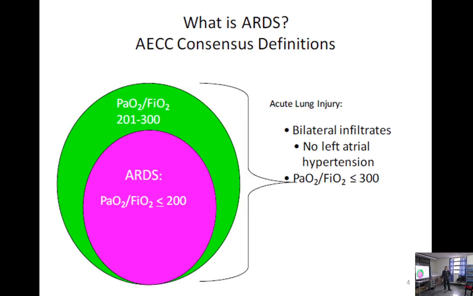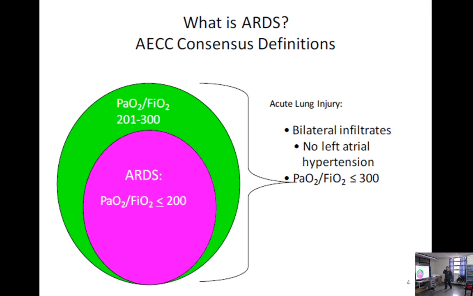Okay, so we have got the definition. I told you the first day you came: less than 200. It is the rule of thumb. So you can have bilateral infiltrates, but no left atrial hypertension. Left atrial hypertension means there is congestion, pulmonary congestion in the vasculature.